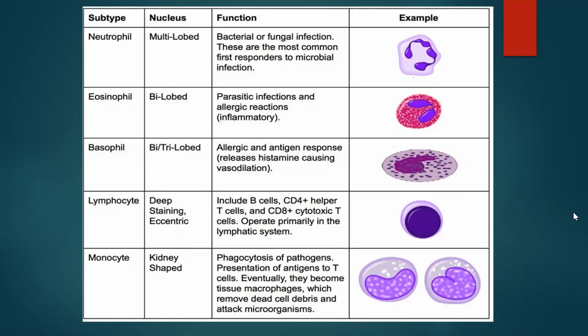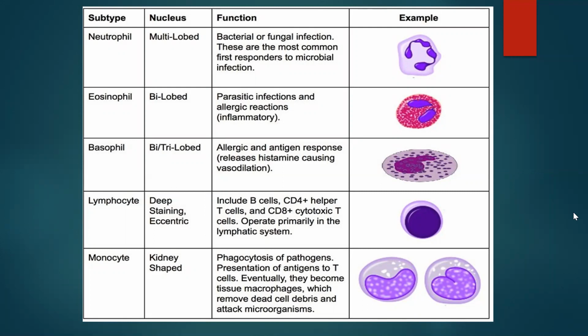Next we have eosinophils. If you're seeing the structure in the second diagram, inside this we have the nucleus, and the nucleus is a bilobed structure. And what is the function of this eosinophil? It is parasitic infections and allergic reactions. Basically it is related to inflammation. When something is happening, inflammation caused is performed by these eosinophils, right?